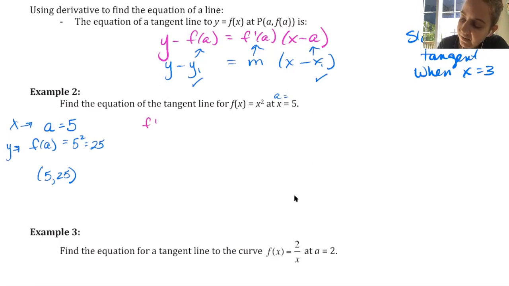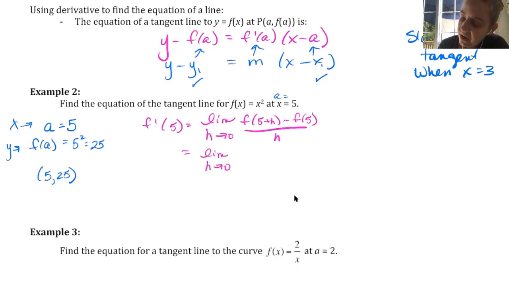So f prime of 5 is the limit as h approaches 0 of f of 5 plus h minus f of 5 all over h. Now we have to substitute this 5 plus h in for the x squared. So this is 5 plus h squared minus 5 squared all over h. Again, if you put 0 in, this turns out to be 0 over 0. We know we have to go back and simplify that. That's what we learned in the last unit.